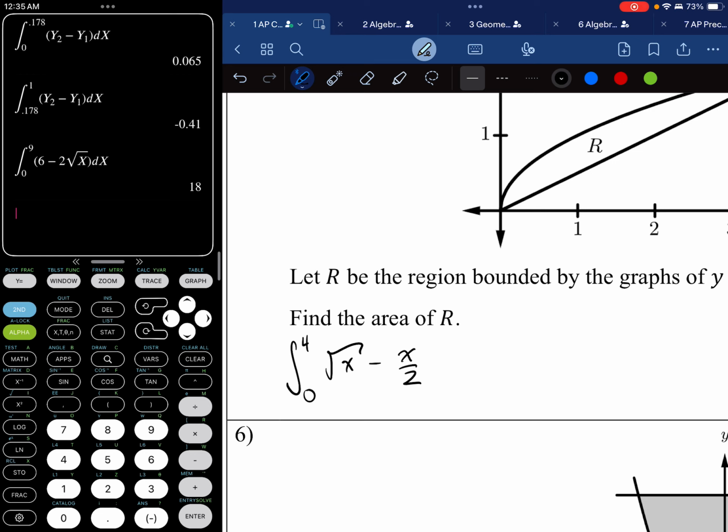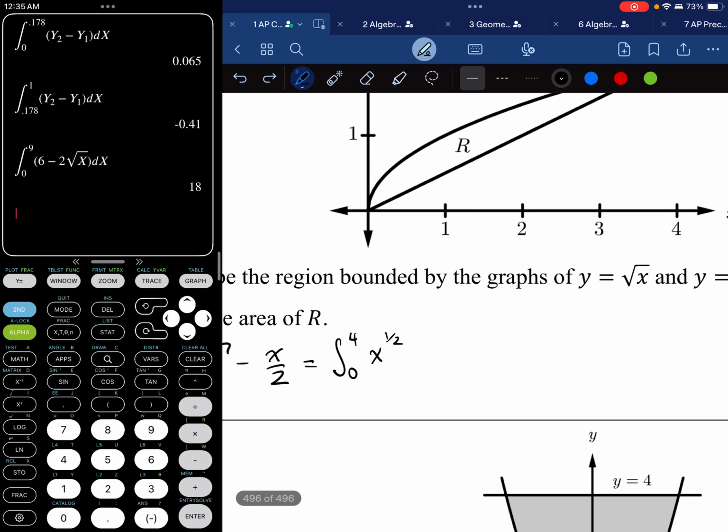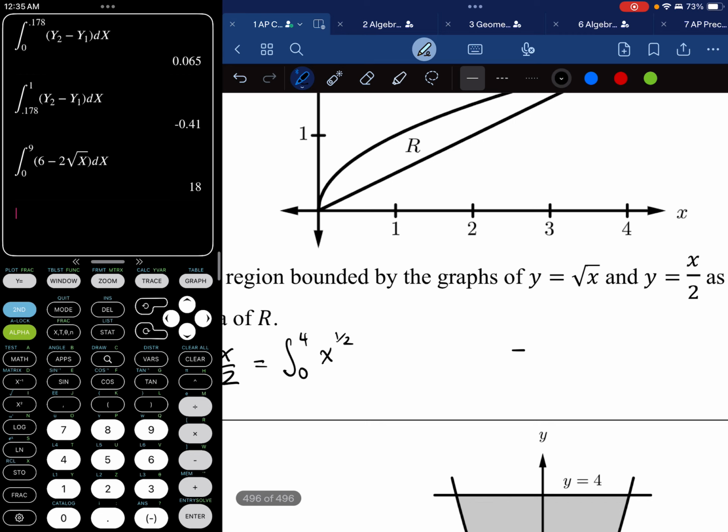So how would you do this without a calculator? Well, this is going to be the integral from 0 to 4 of the first piece, which is square root of x. I'm going to rewrite that as x to the power of 1/2. And I'm going to subtract the integral from 0 to 4 of x over 2. Okay, so how do I do this first piece? I'm just working on the integral of x to the power of 1/2. That's going to be x to the power of 3/2, and then multiply down by 2/3. And that's going to be evaluated between 0 and 4.